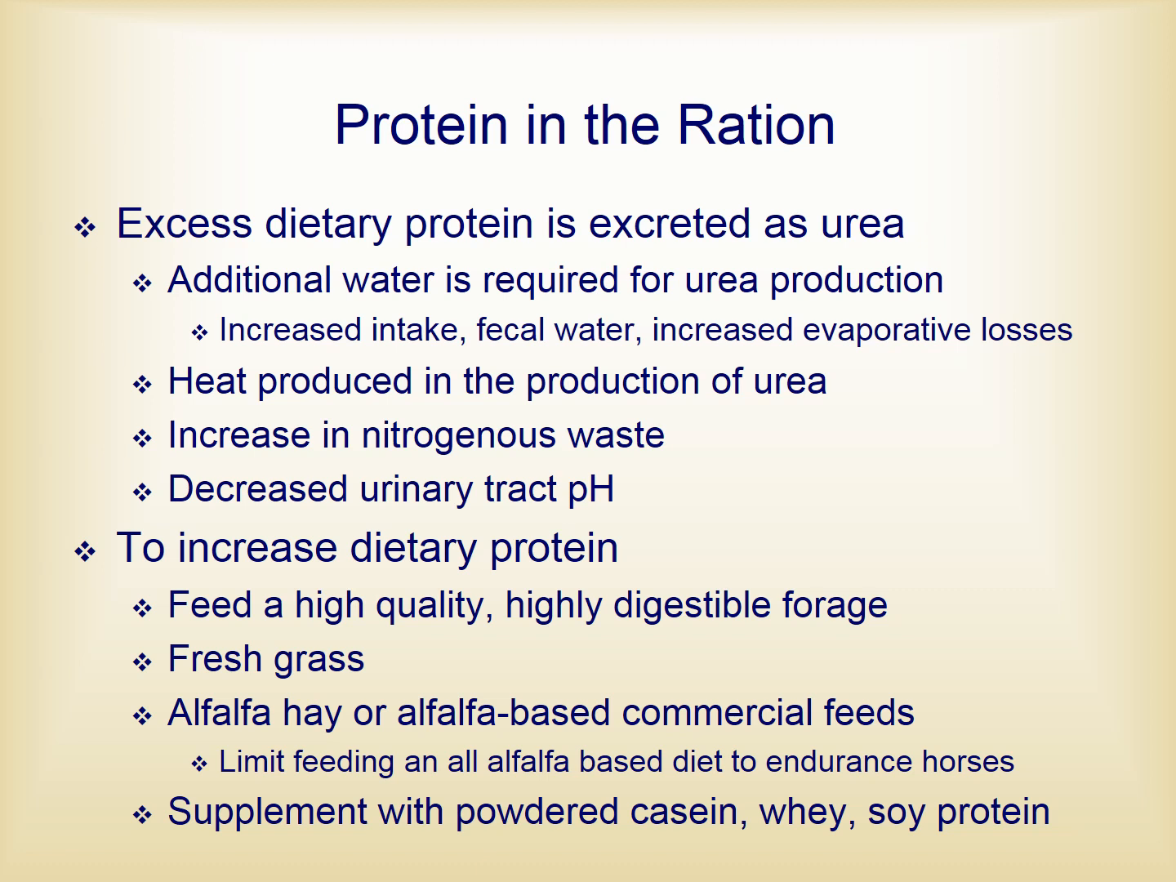Excess dietary protein that's not used will be excreted as urea. And that requires that the horse drink additional water, because additional water will be required for urea production. So that means the horse is drinking more. They'll be carrying around more water that has to be at some point excreted, not only in their urine, but also they'll probably have excess that they're excreting in the feces, and they'll have an increased evaporative loss. Heat will be produced in the production of urea, so that heat will actually have to be dissipated along with the excess heat that the horse is making when they're exercising.